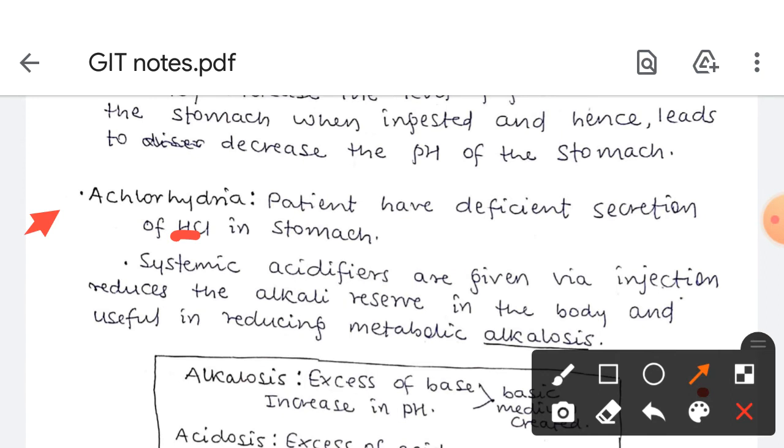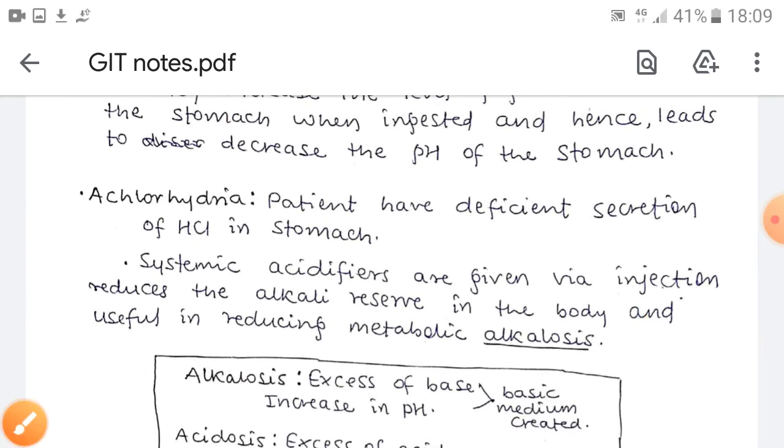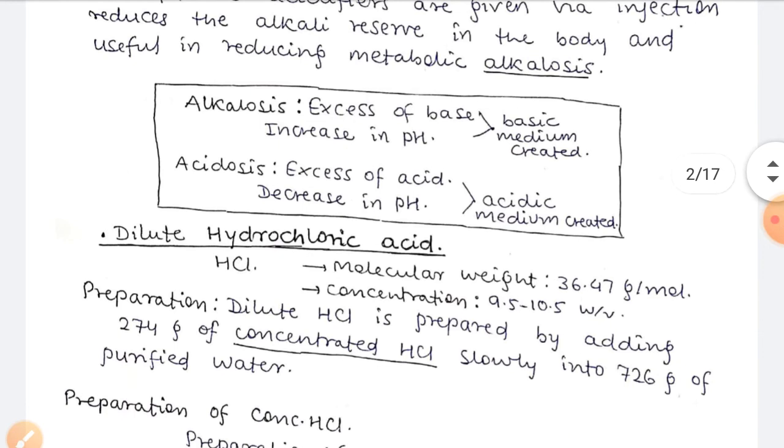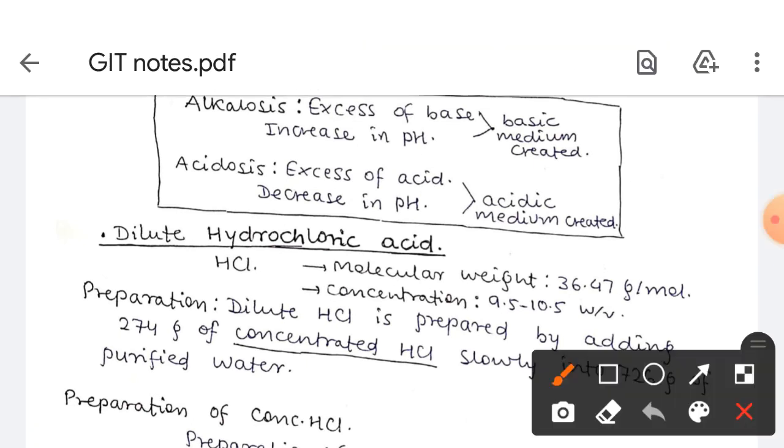Systemic acidifiers are given by injections, reduce alkali reserve in the body and are useful in reducing metabolic alkalosis. Metabolic alkalosis is a disease in which there is excess of base, increase in pH. So there is an increase in pH. This is the definition for alkalosis.